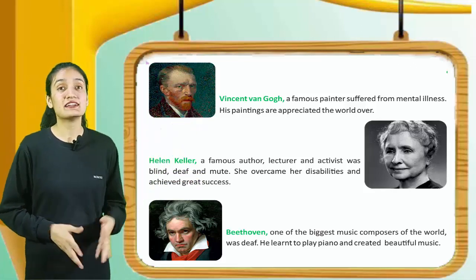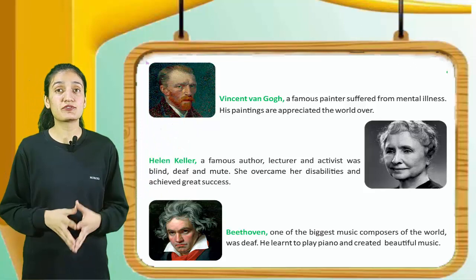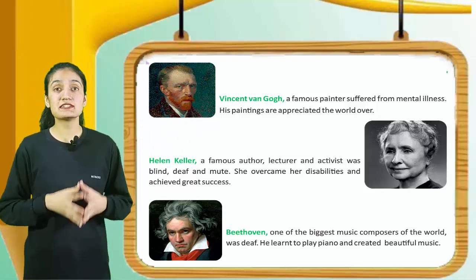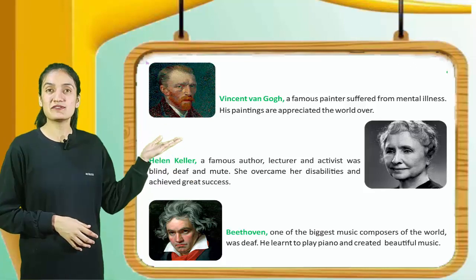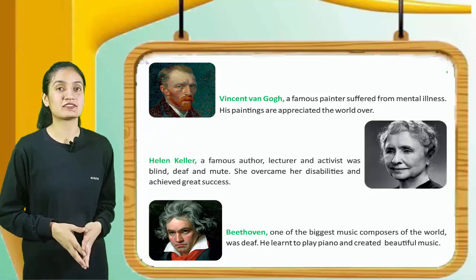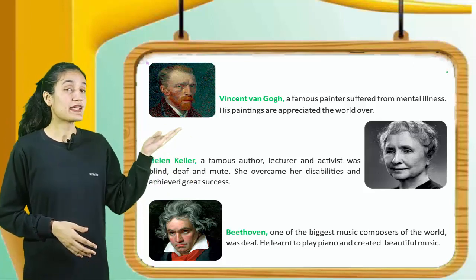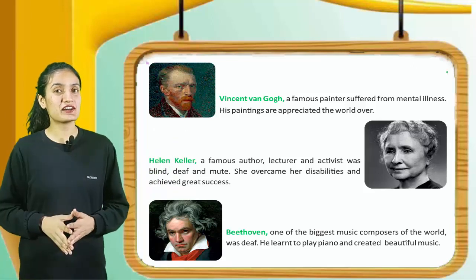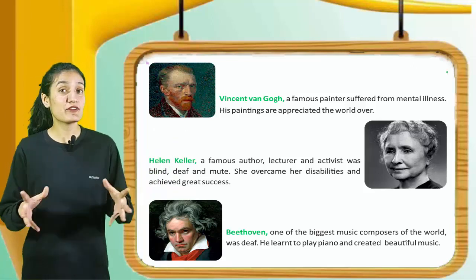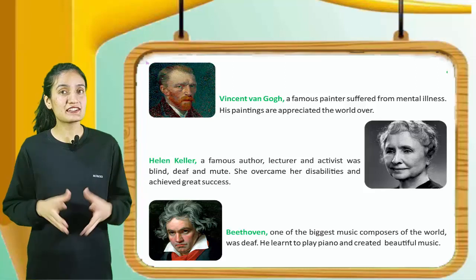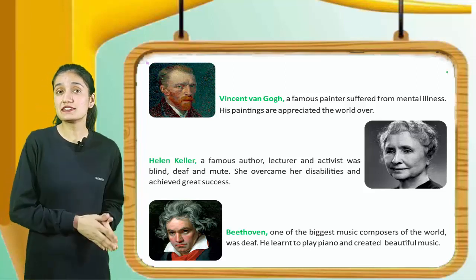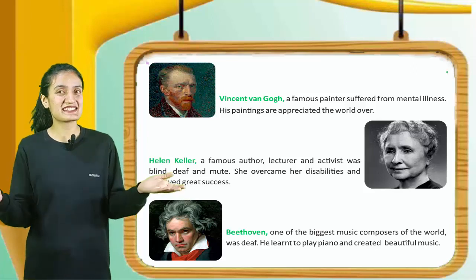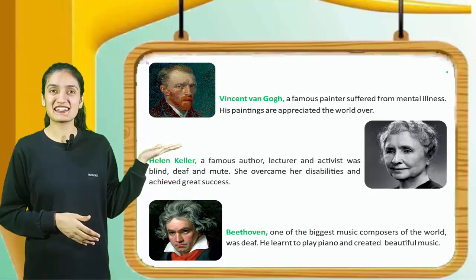Vincent van Gogh, a famous painter, suffered from a mental illness. His paintings are appreciated the world over. Here you can see the picture of Vincent van Gogh. Now, Helen Keller. You must have heard of Helen Keller. A famous author, lecturer and activist, was blind, deaf and mute. She overcame her disability and achieved great success. Here you can see Helen Keller.